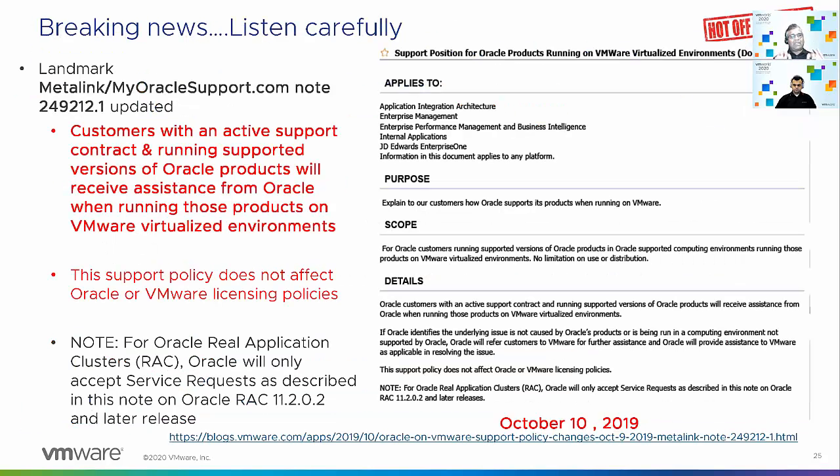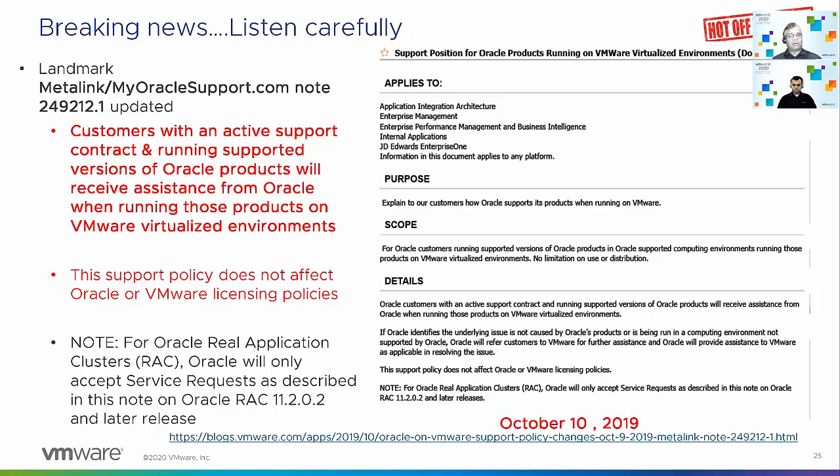Moving on to the next slide. The second offshoot of the strategic alliance is a landmark change to the Metalink document 249212.1 that very emphatically states that customers with an active support contract and running supported versions of Oracle products will receive assistance from Oracle when running those products on a VMware virtualized environment. And it also says that this support policy does not affect the Oracle or VMware licensing policy.